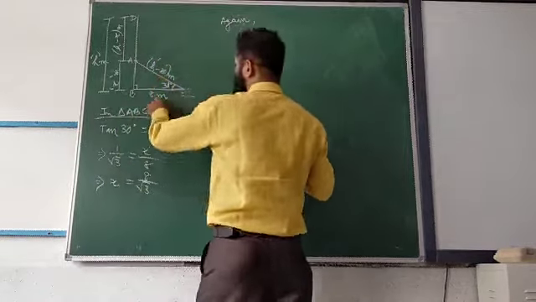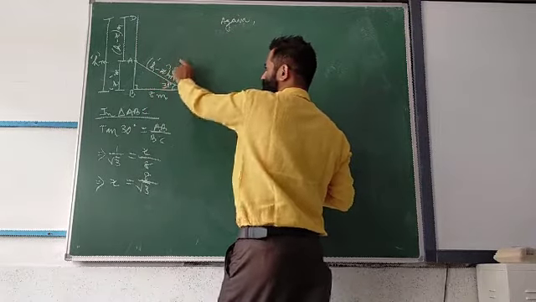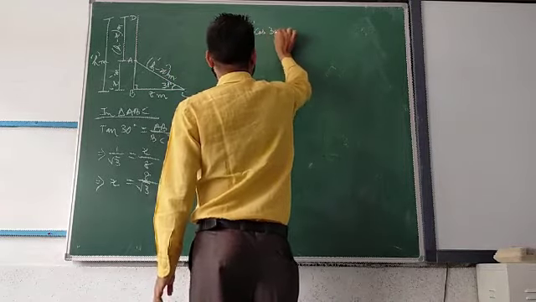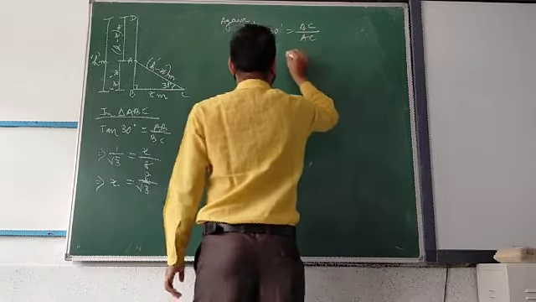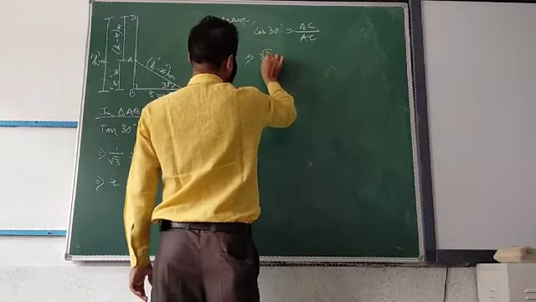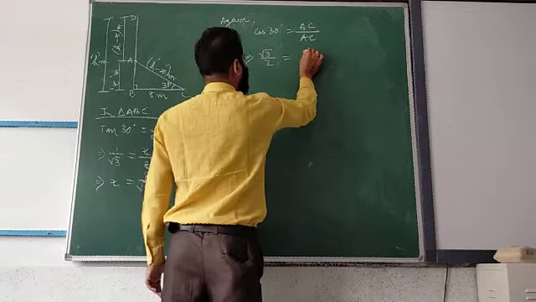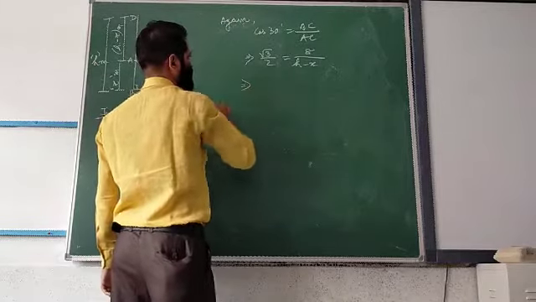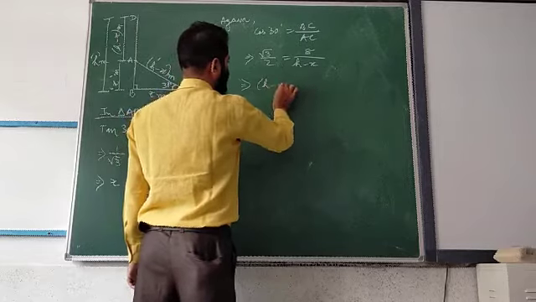Now I will compare this and this. What is the relation between these two? Cos. So cos 30 degree equals BC by AC. Now cos 30 is what? Root 3 by 2. BC is 8. And AC is H minus X. Okay? Now cross multiply. Can we write this way? H minus X times root 3.